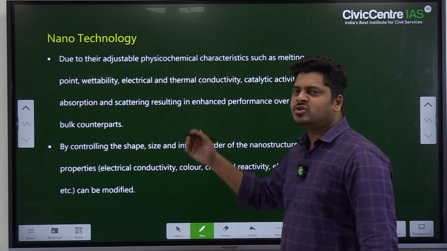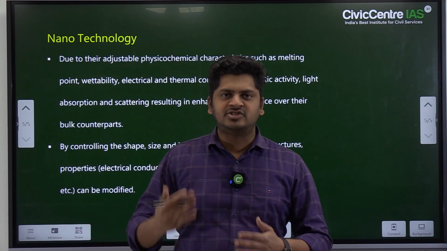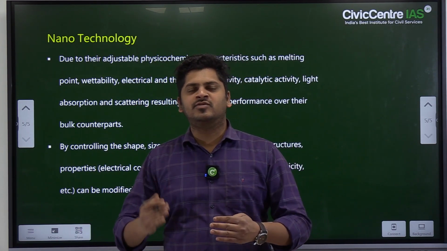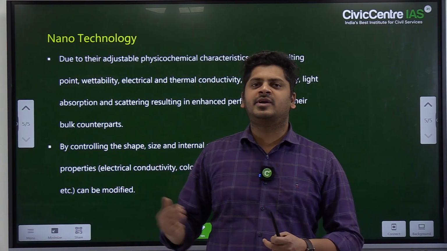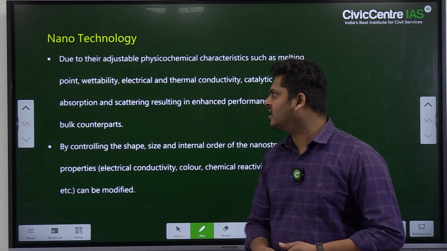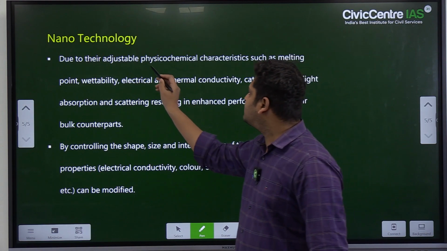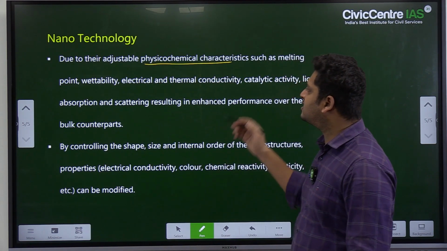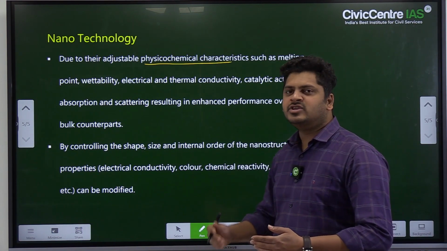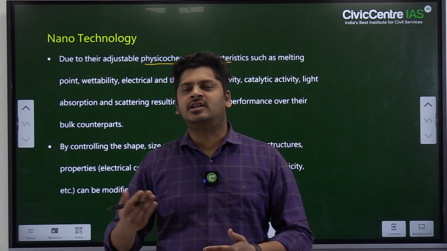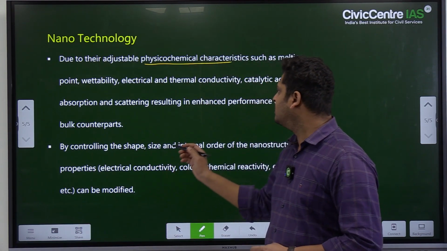Now, also we are using nanomaterials more than we can imagine. We use nanomaterials in each and every technology we are using, and because of the technological advancements, these nanoparticles and the nanotechnology have become a part of our daily life. Why are we using them so much? Because they have adjustable physiochemical characteristics such as the melting point, wettability, electrical and thermal conductivity, etc., which are achieved because of the scattering of the nanoparticles in the nanomaterials, right?